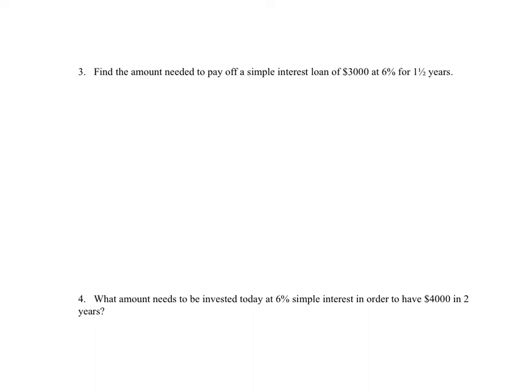The next question wants us to find the amount needed to pay off a simple interest loan of $3,000 at 6% for 1.5 years. Now, it didn't ask us to find the interest. It asked us to find the total amount. So you could do it the other way, but an all-in-one way to get the answer is to use this formula. A equals P times 1 plus R times T. That allows us to calculate the interest and add it into the principal at the same time. So we're going to be borrowing $3,000.